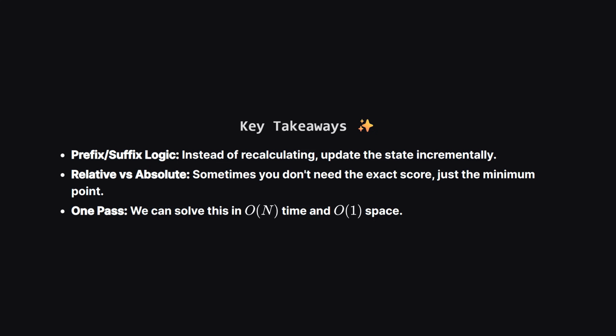So let's wrap it up. The big takeaway here is efficiency. We avoided the brute force trap by realizing we could update our score incrementally. We also learned that we don't always need absolute numbers. Relative changes are enough to find a minimum or maximum. This allowed us to solve the problem in a single pass with constant space.